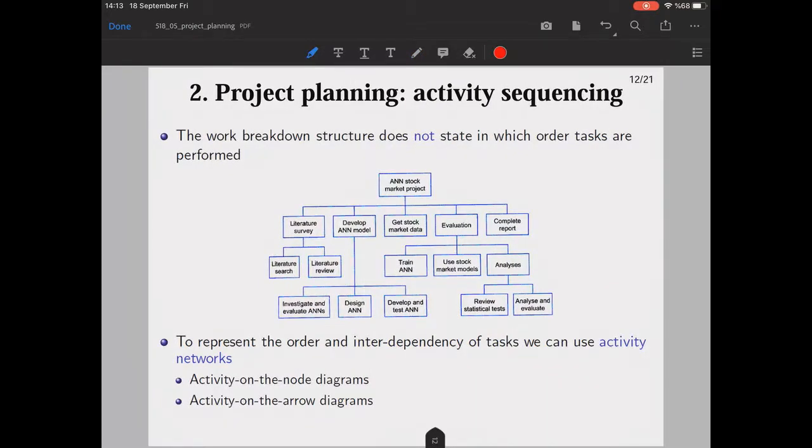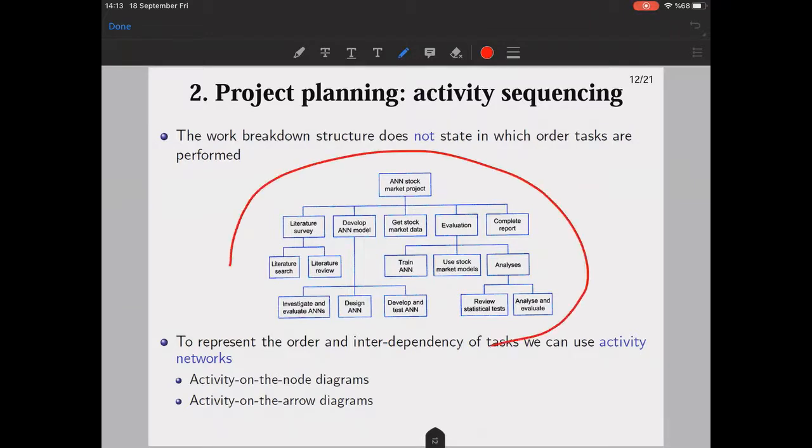Now, activity sequencing is important. The work breakdown structure does not state in which order tasks are performed. I mean, in which order these tasks will happen, we don't know. So to represent the order and interdependency, like the dependency between tasks, we can use activity networks. There are two approaches here, activity on the node diagrams and activity on the arrow diagrams. In this session, we will talk about activity on the node diagrams. Two representations are possible, in fact, but we will only focus on activity on the node diagrams.